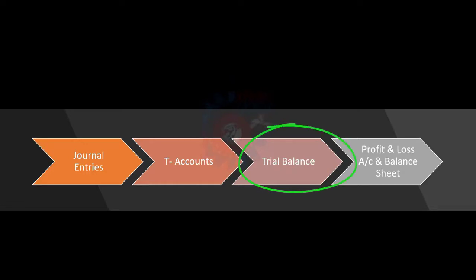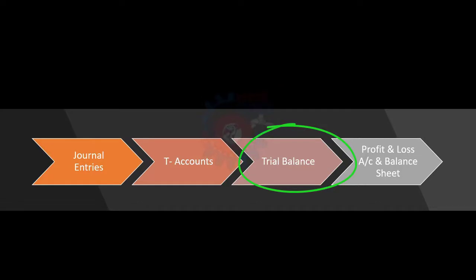Next step is to prepare trial balance. The purpose of trial balance is to detect any mathematical or fundamental error in the ledger accounts. In accounting, debits are always equal to credit. I will explain this later why. The trial balance actually compares the closing balance of debits with the closing balance of credits. If both debit side balance and credit side balance are equal, then the ledger accounts have been prepared correctly.